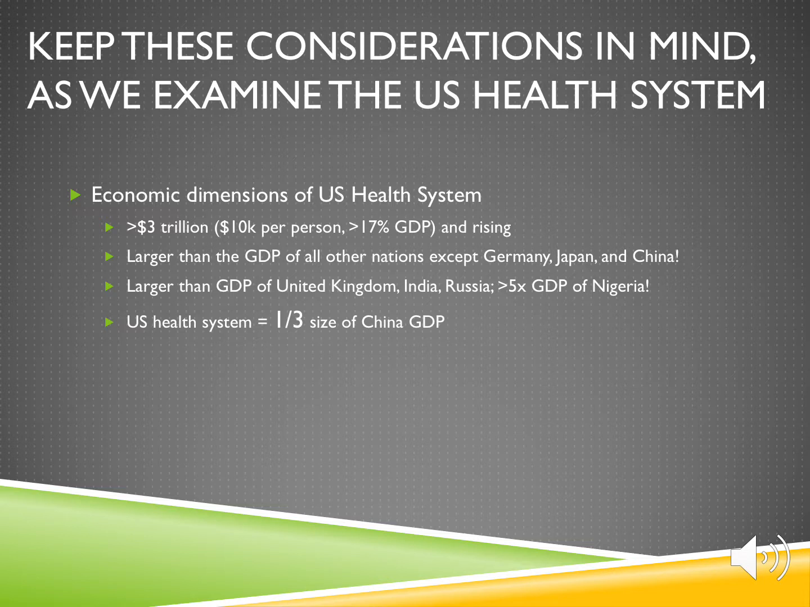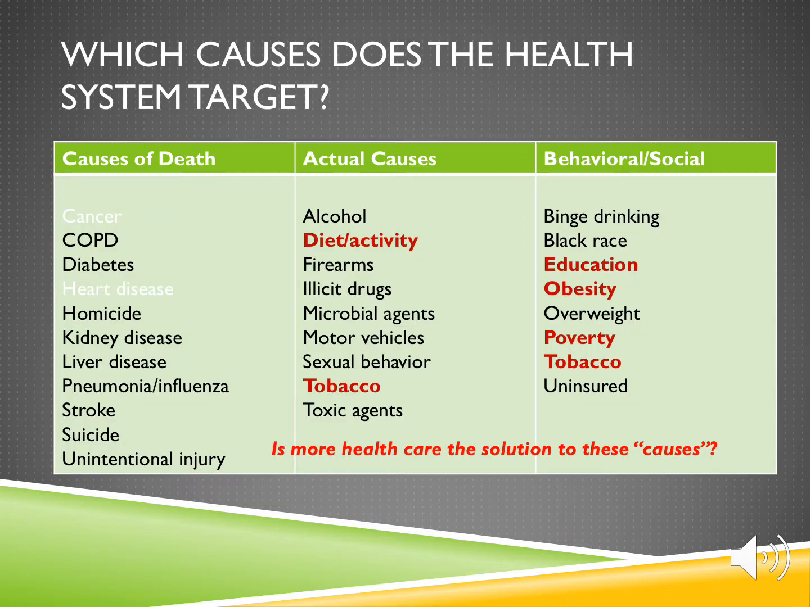So 17% of our GDP is larger than the entire GDP of all of these other industrialized nations, except Germany, Japan, and China. But it's still a third the size of China's GDP. Look at these actual causes of death. Is more health care the solution to these causes?